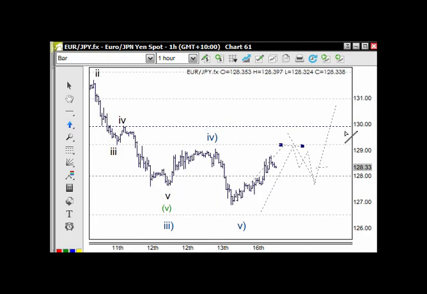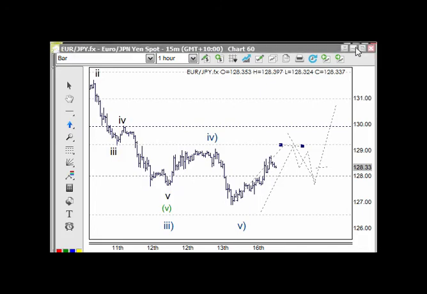But I really want to be up here, I don't want to be going long in these things, unless you're scalping, of course.